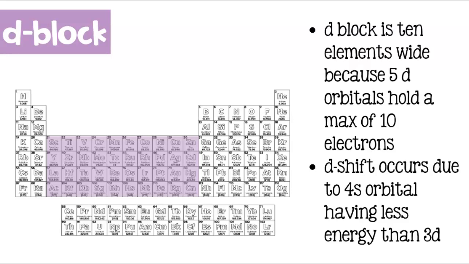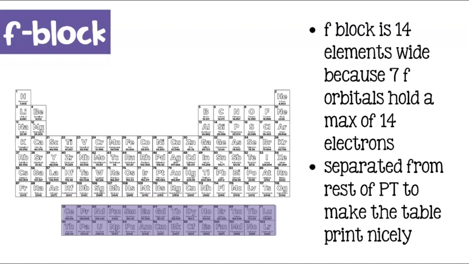A d shift occurs due to 4s orbital having less energy than 3d. So even though titanium is in the 4th row of the periodic table, it actually has electrons in the 3d orbitals. The F block at the bottom of the periodic table is 14 elements wide because the 4f orbitals hold a maximum of 14 electrons. They are separated from the rest of the periodic table to make the table print nicely. However, these occur right after lanthanum and actinium.